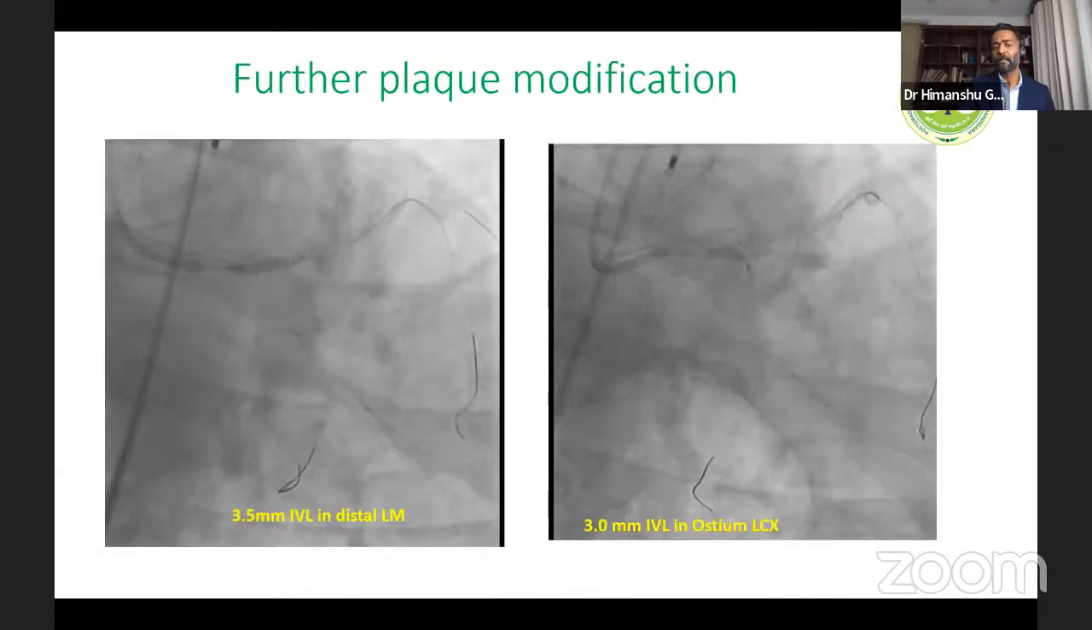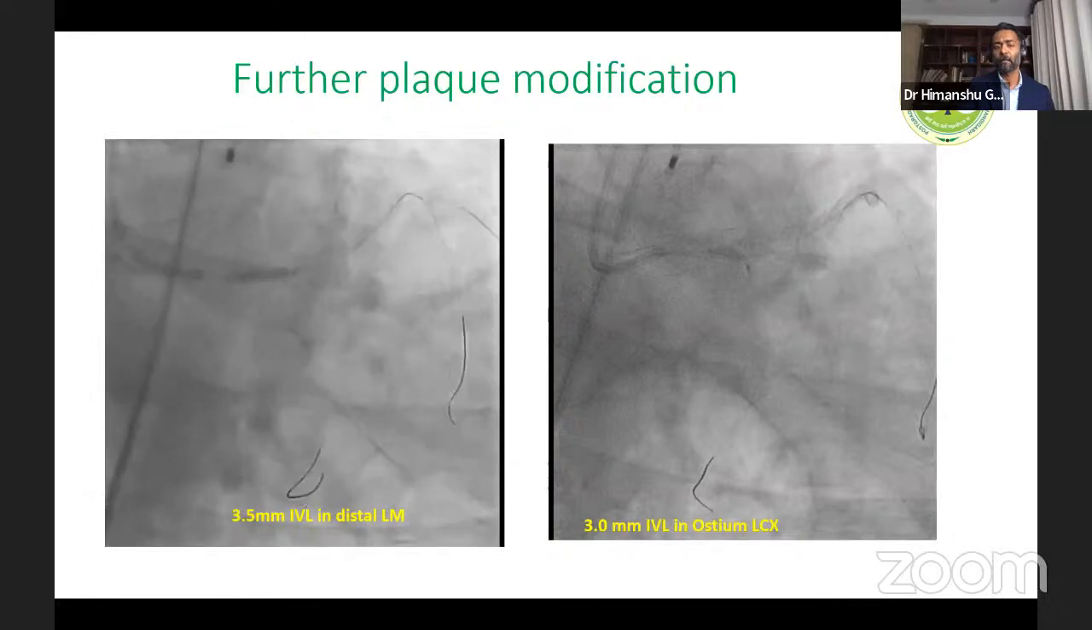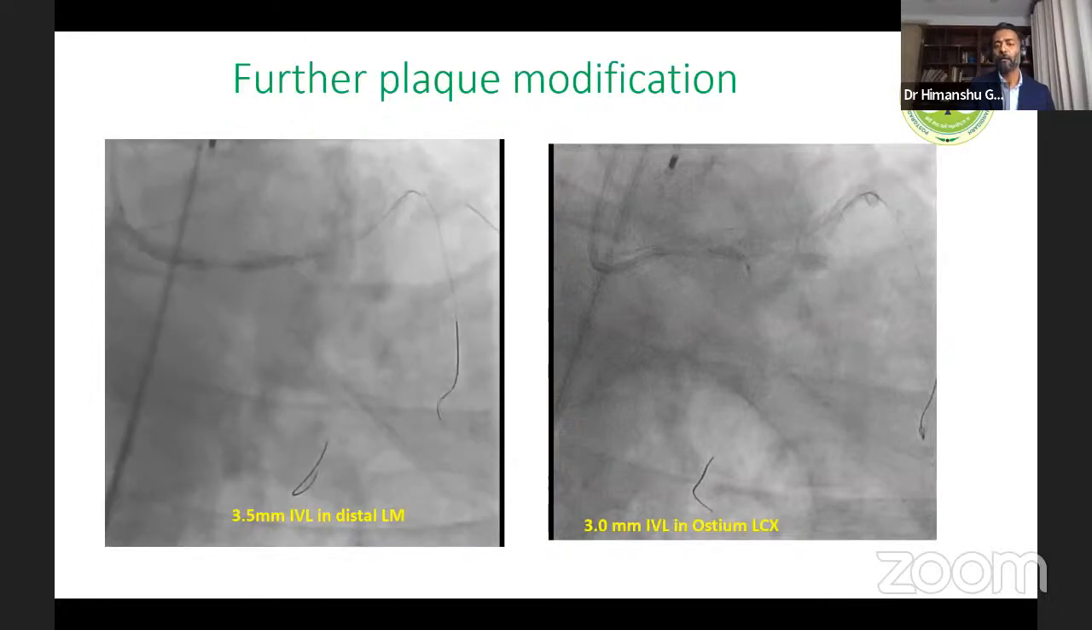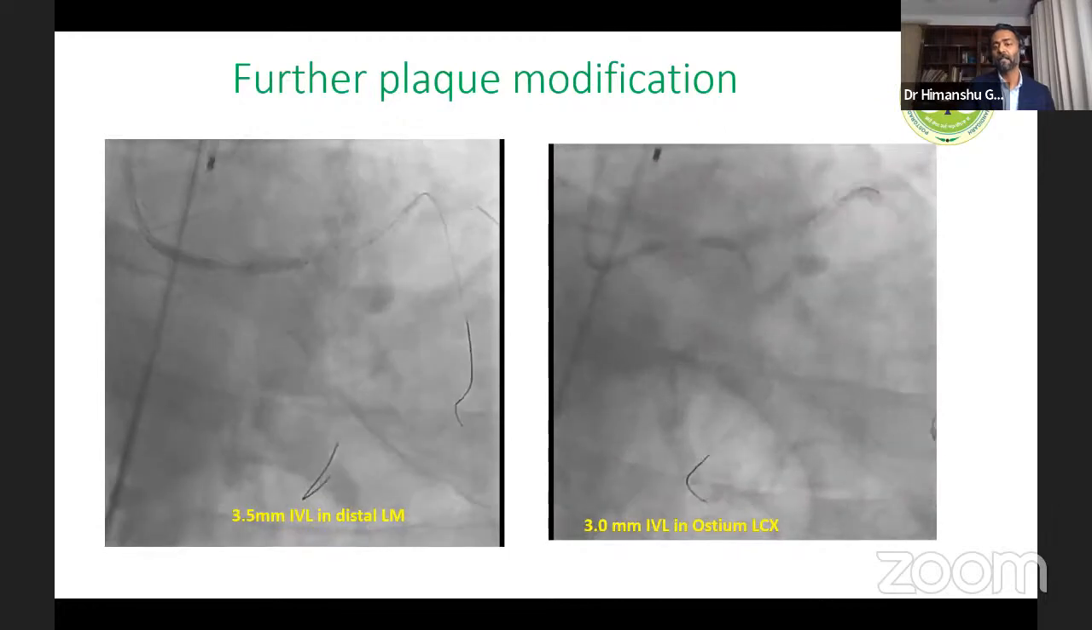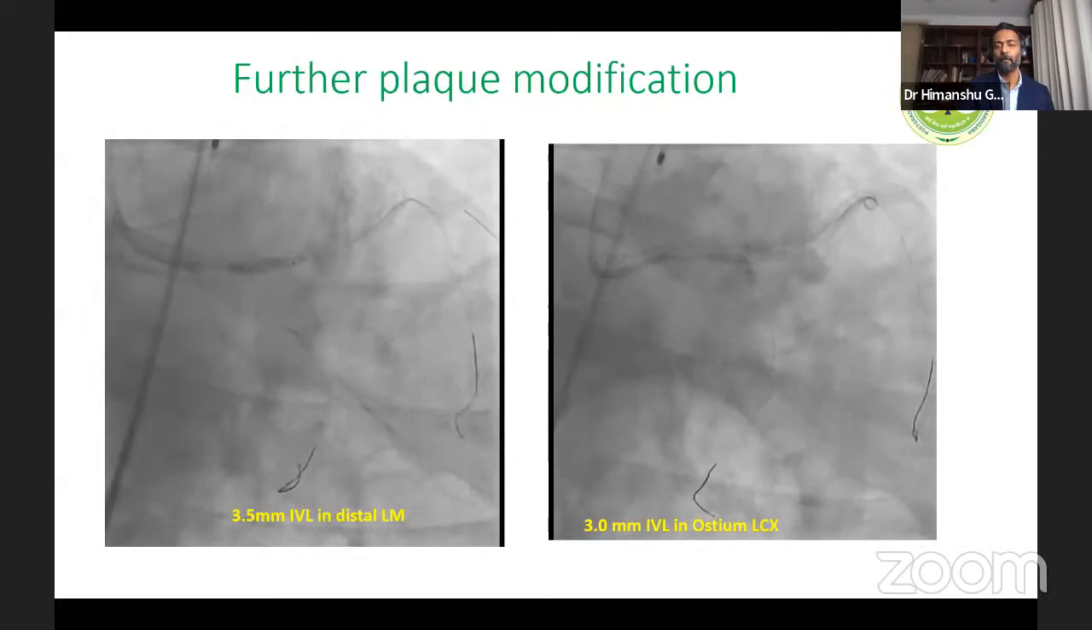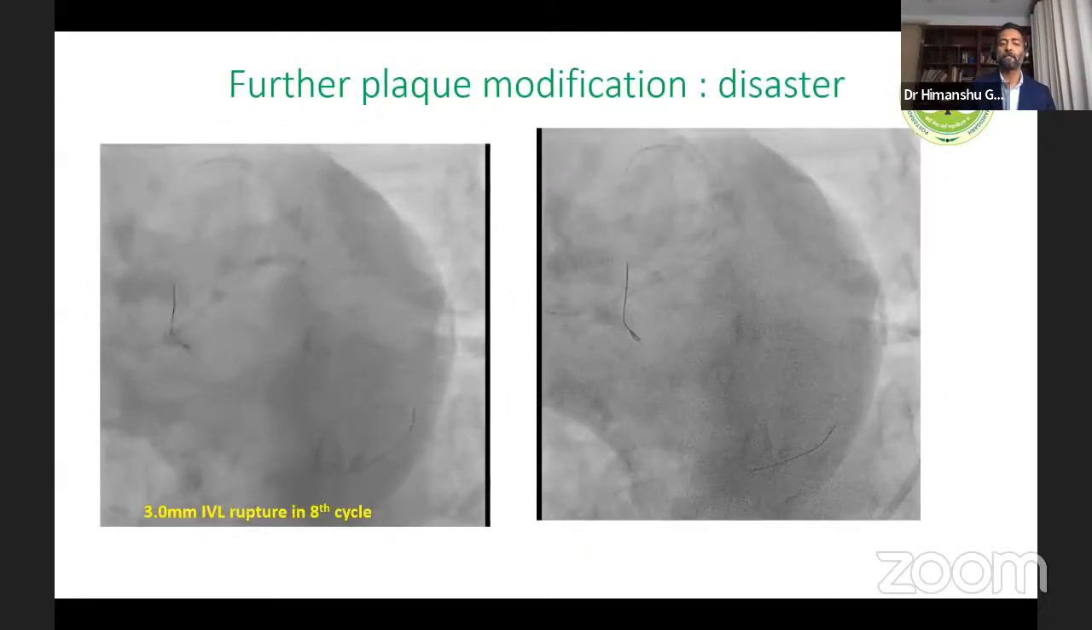The balloon opens nicely in the proximal LED, the distal left main. And with the last two pulses of the 3 millimeter balloon, we try to use it in the circumflex. As you can see at the ostium of the circumflex after some pre-dilatation with a non-compliant balloon. So here is the most interesting part of the case.